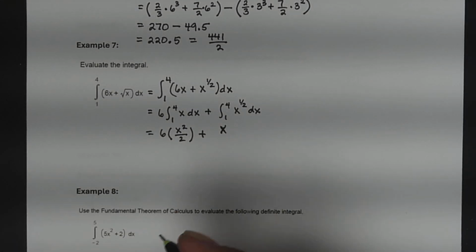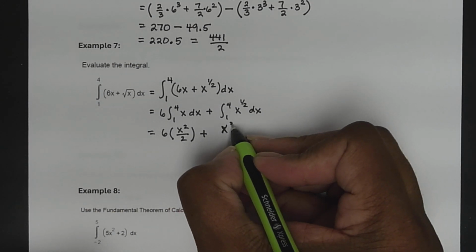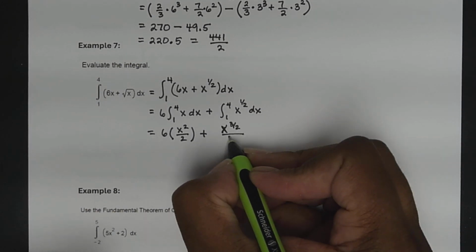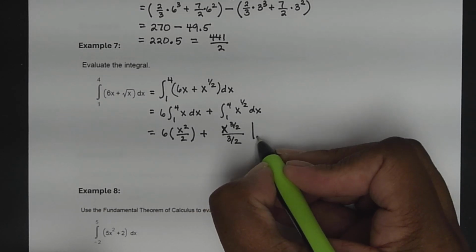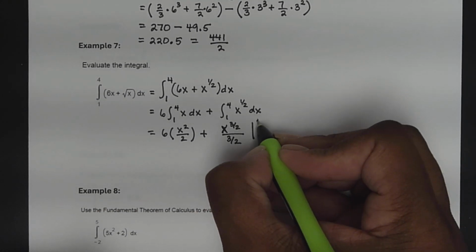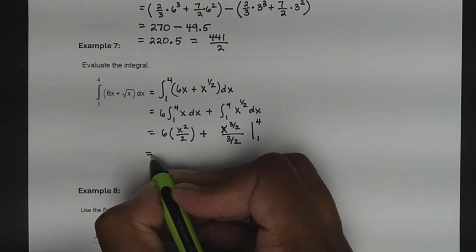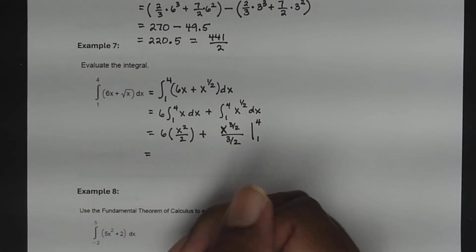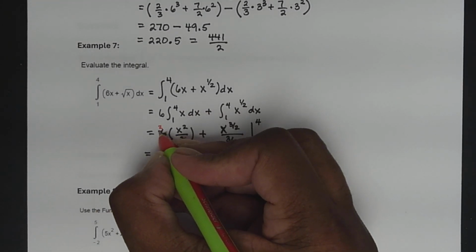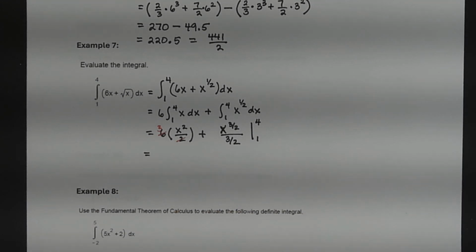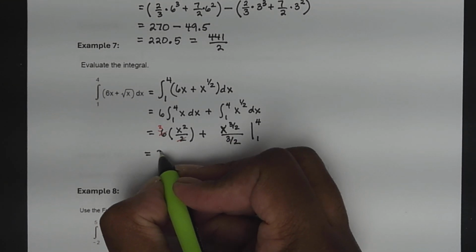So it'll be x to the 3/2 divided by my new exponent of 3/2. And this is, in this case, going to be from 1 to 4. So if I divide 2 into this 6, that's going to go 3 times. So that means I'm going to have 3x squared.